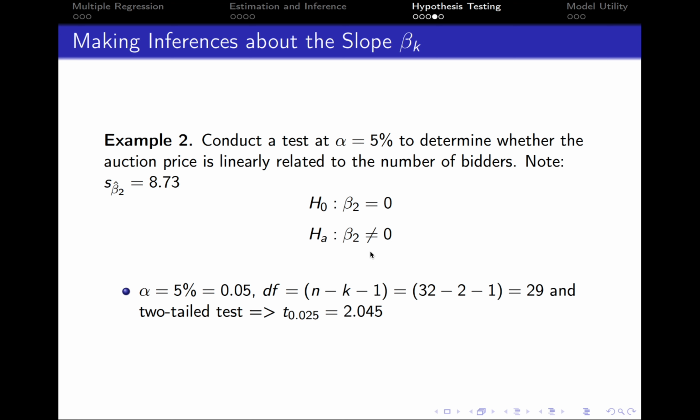We are asked to use a 5% significance level. First, we need to calculate degrees of freedom. For n, we know there are 32 clocks, so 32 observations. We have two slopes, beta 1 and beta 2, minus 2 and minus 1. So we get that the degrees of freedom are 29, and this is a two-tailed test, so 5% needs to be divided by 2. So instead of using 5%, we will use 2.5%. And if we go to the table, we will see that the critical t-value for 2.5% and 29 degrees of freedom is equal to 2.045.